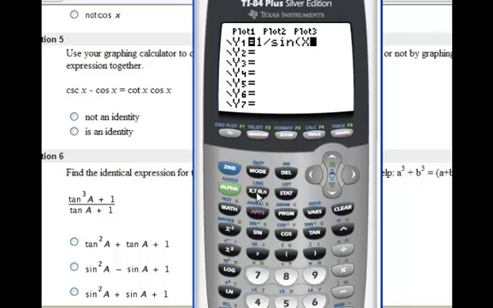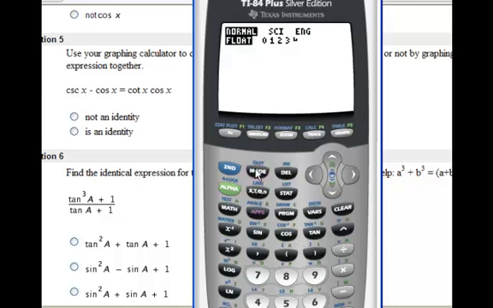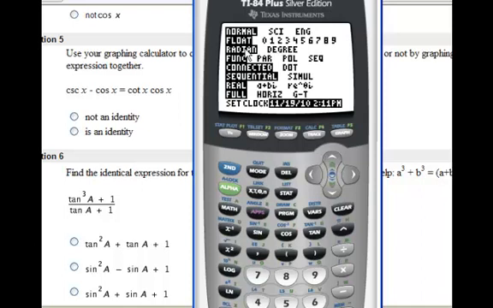I don't have a choice on my graphing calculator, minus cosine of x. There we go. That's the left hand side, and then the right hand side is cotangent, which is 1 over tangent. So again, I don't have a choice. I have to type it in this way. And then times cosine of x. Okay, and then I see that I'm in radians. I could be in degrees.